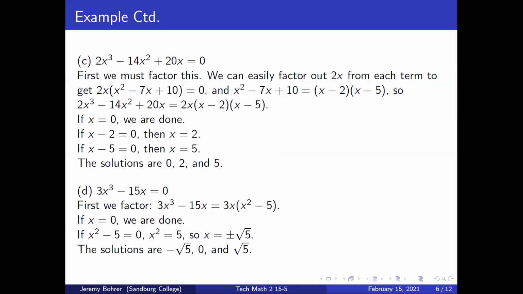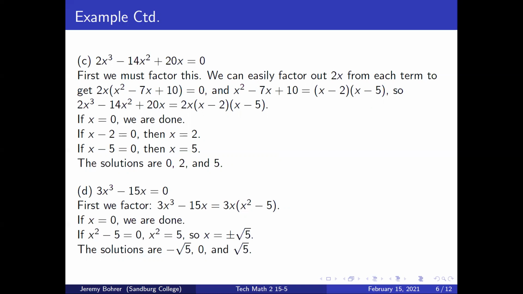C, 2x cubed minus 14x squared plus 20x equals 0. First, we must factor this. We can easily factor out 2x from each term to get 2x times x squared minus 7x plus 10 equals 0. And x squared minus 7x plus 10 equals x minus 2 times x minus 5. So 2x cubed minus 14x squared plus 20x equals 2x times x minus 2 times x minus 5. If x equals 0, we are done. If x minus 2 equals 0, then x equals 2. If x minus 5 equals 0, then x equals 5. The solutions are 0, 2, and 5.